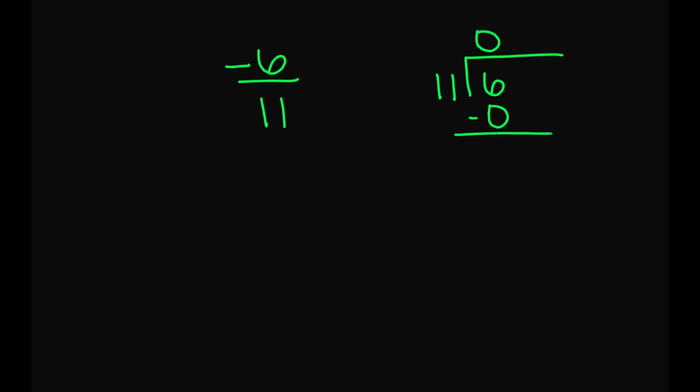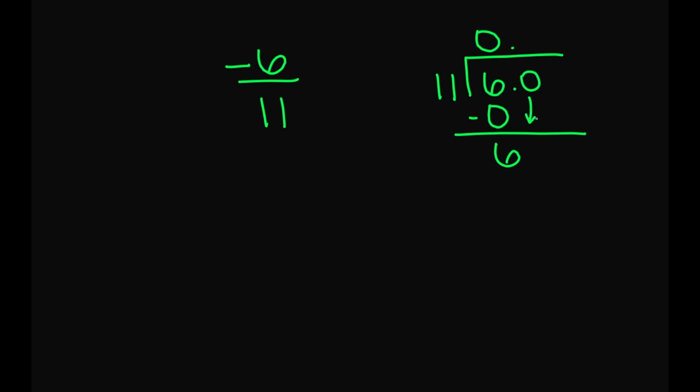So let's say you had -6 over 11, and you needed to turn this fraction into a decimal. We're going to do the same concept, except you're going to add the negative in your answer. So we have our 11 on the outside, 6 on the inside. 11 goes into 6 0 times. 11 times 0 is 0. 6 minus 0 is 6. Add my decimal, 0, decimal.